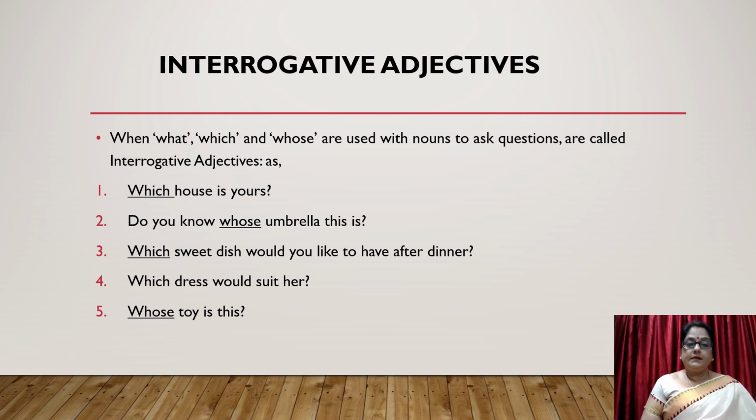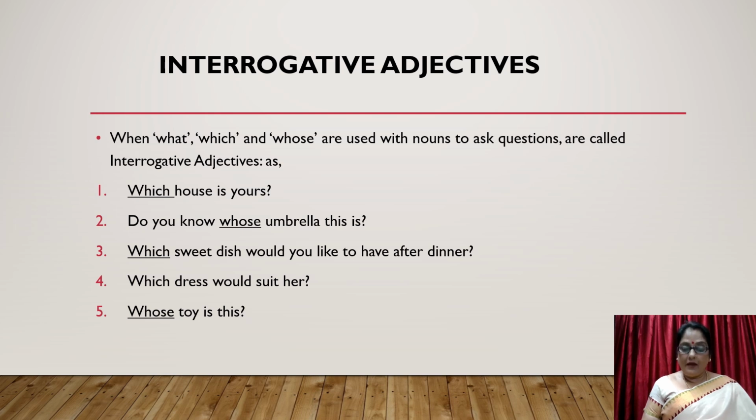Now another is interrogative adjectives. Interrogative, questions. When what, which, and whose are used with nouns to ask questions, they are called interrogative adjectives. Let's understand how. Which house is yours? Interrogative question. Which house is yours? Do you know whose umbrella this is? Whose?